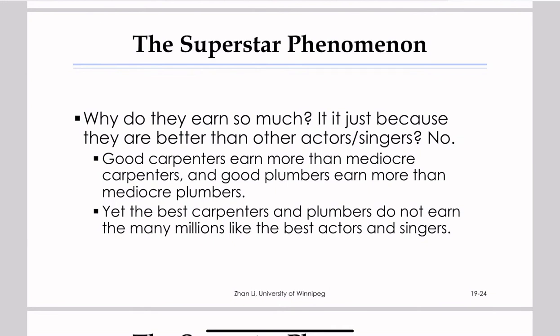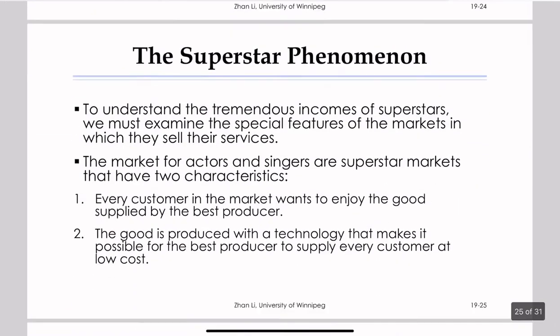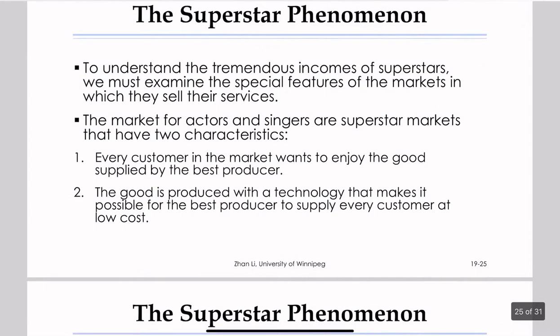So essentially, you can think about these different kinds of industries, right? In the industry of singers, the best ones earn millions, the worst ones earn very little. But in the industry of carpenters, the earnings are more equal, right? Indeed, the best ones can earn more, but it's not so much more, right? So why do we see such differences across different industries? Well, if you want to understand this difference, you have to understand the specific features of these superstar markets.